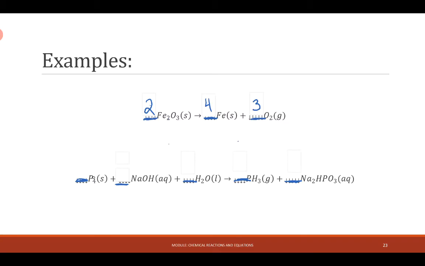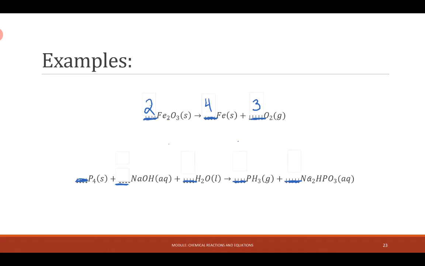Now for the second one, it's showing that I have 4 phosphoruses reacting with sodium hydroxide and water to produce PH3. Gotta give myself a line again. And then sodium hydrogen phosphite. So I have to balance this out.